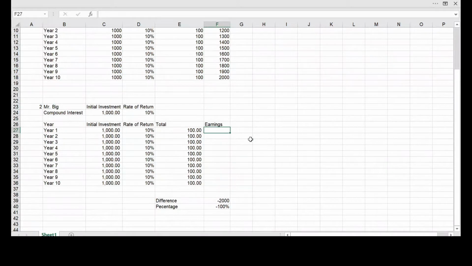We have finished the calculation of the simple earnings with Mr. Small. We now go to the calculations of earnings with Mr. Big. So as you can see here, I have rounded up the template, but I will make this change here because this will be significantly different. Now, what we do is that we multiply the investment against the rate of return, which is the same, 10%.